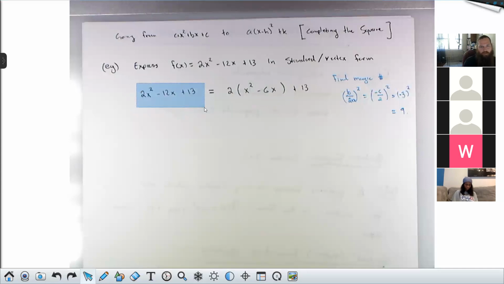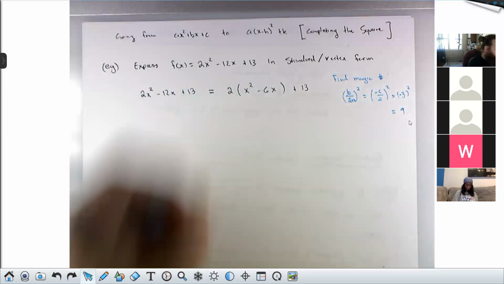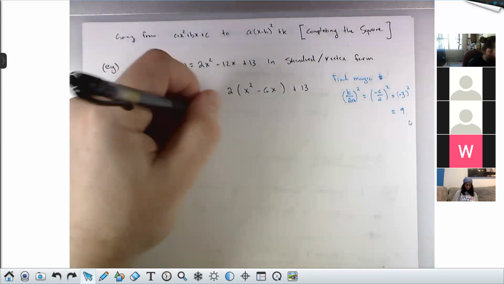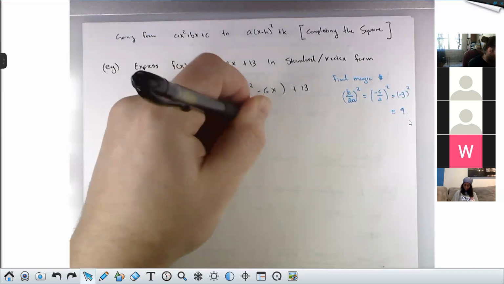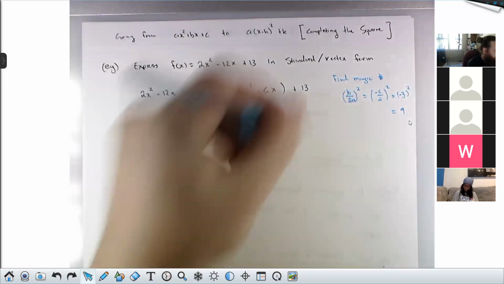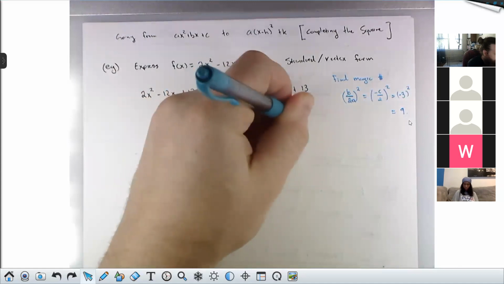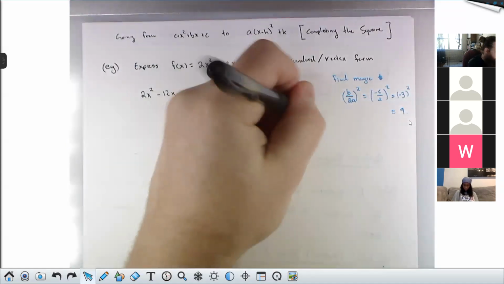So if you're thinking of a, b, and c as being these numbers, your first step is to factor out whatever a is, to get this. And then you take this b here and you divide it by 2a. So here I would be taking -12 and dividing it by 4, and that would give me the same thing as -3. Square that, you get 9. So once you find that magic number, you're going to add it and subtract it right after the x inside the parentheses. So I'm going to write here +9 -9. I know that feels a little weird, but just roll with me.